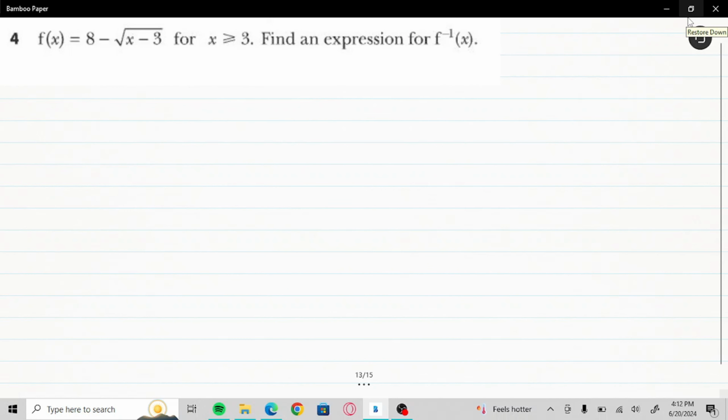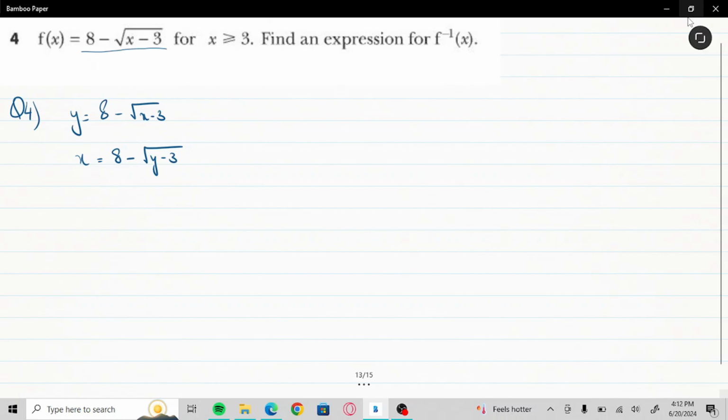So, okay, for question number 4, we have f(x) is equal to 8 minus under root x minus 3. Find the expression for f inverse of x. Again, we have to find the inverse of the function. So what we do is assume f(x) equals y, and y is equal to 8 minus under root x minus 3. Similarly, we are going to interchange the x and y values. So x equals 8 minus under root y minus 3.